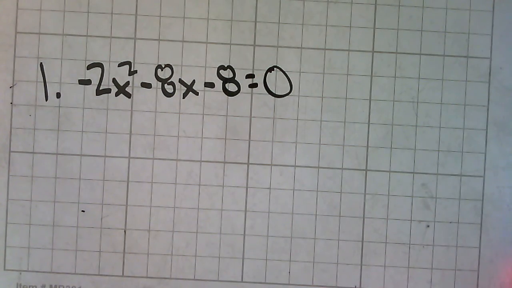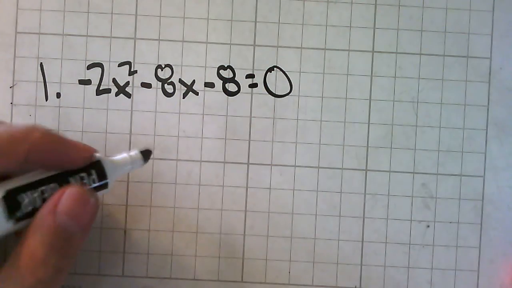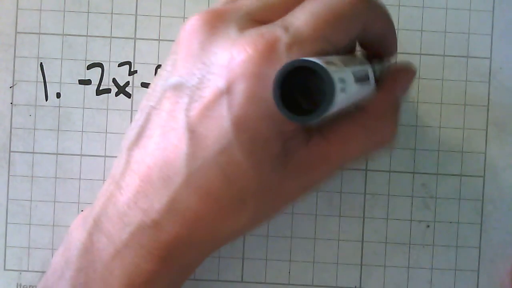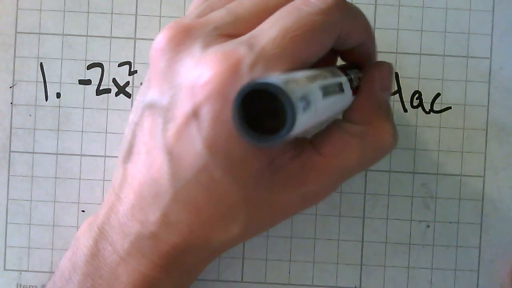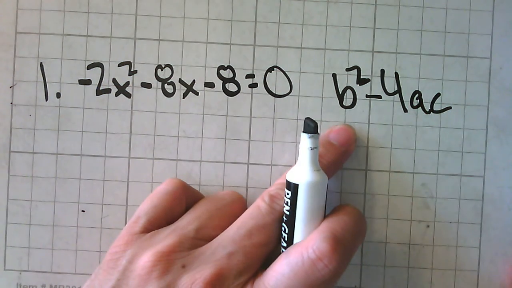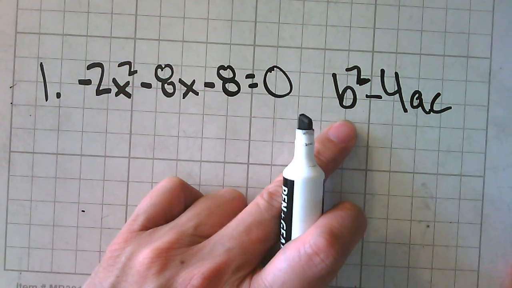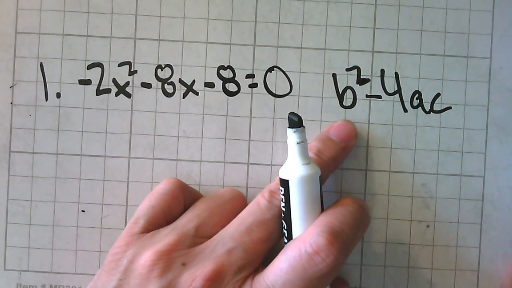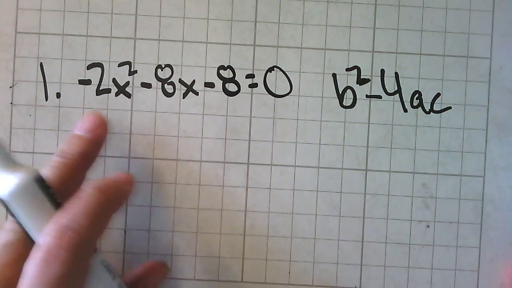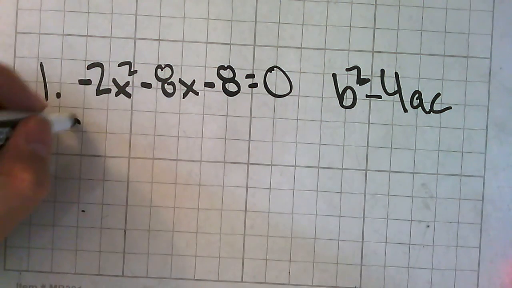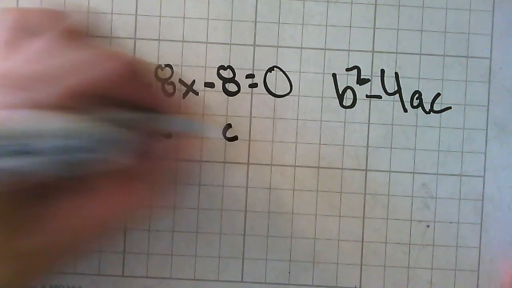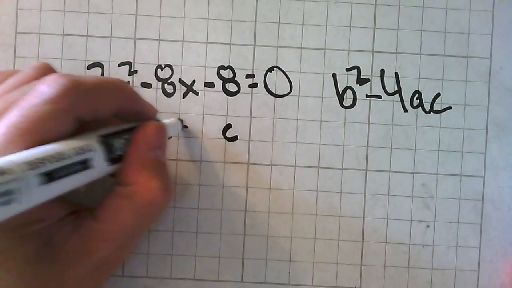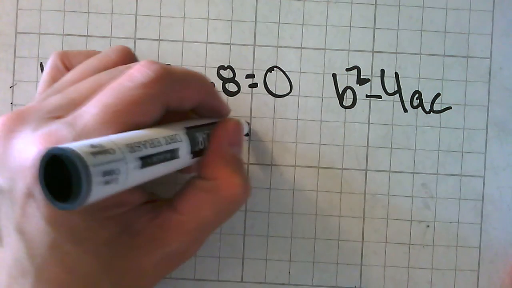Okay, so here's our first example. Again, we're going to use the formula b squared minus 4ac. If that's positive, we'll have 2 solutions. If it's negative, we have 2 imaginary solutions or no real solutions. And if it's 0, we'll have 1 real solution. So let's first identify our a, b, and c. In this case, our a is negative 2, our b is negative 8, and our c is also negative 8.